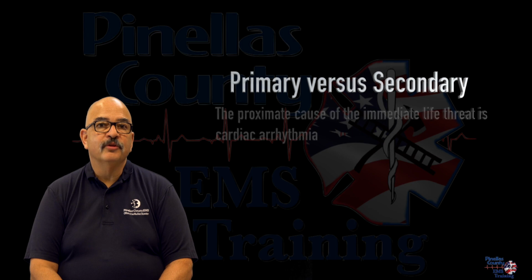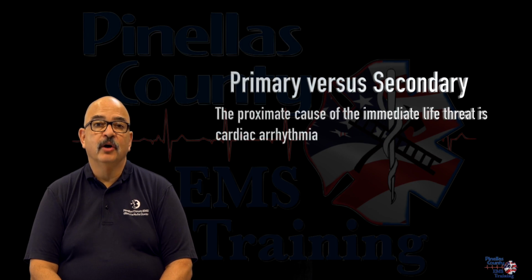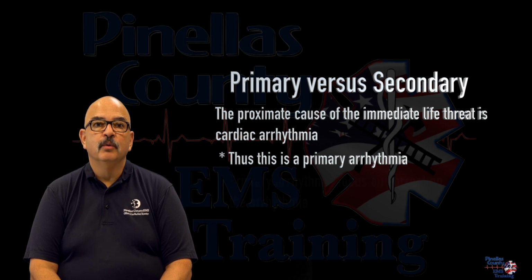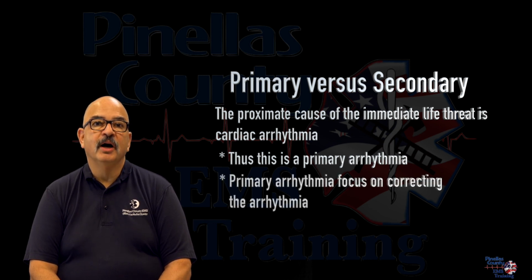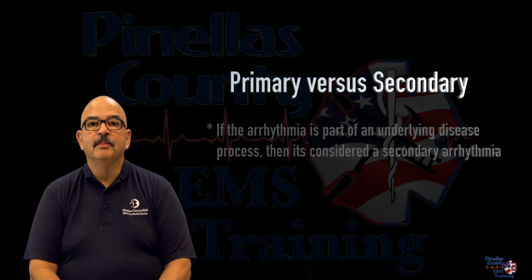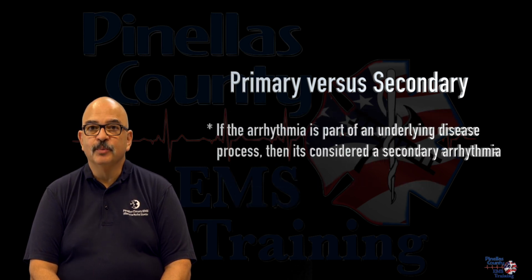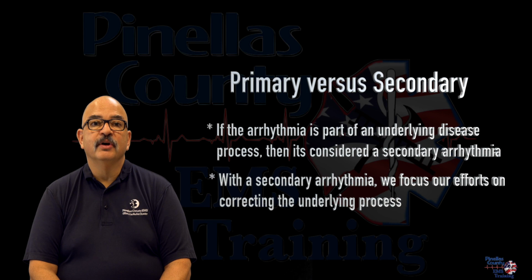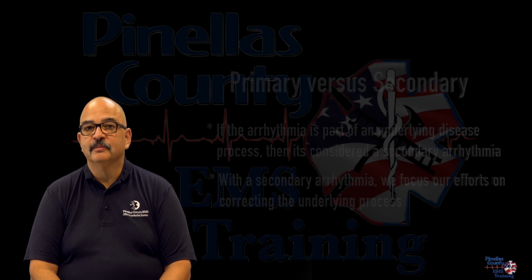In our case, the proximate cause of the immediate life threat is a cardiac arrhythmia. Thus, this is a primary arrhythmia. With a primary arrhythmia, we focus our efforts on correcting the arrhythmia. If the arrhythmia is part of the body's response to an underlying disease process, then it's considered a secondary arrhythmia. With a secondary arrhythmia, we focus our efforts on correcting the underlying process.